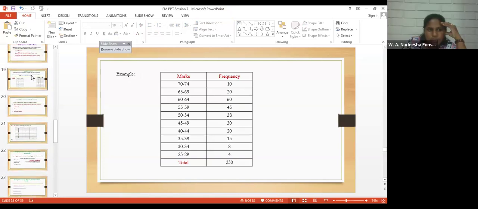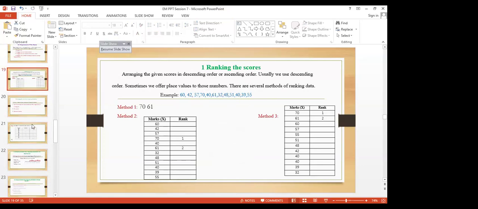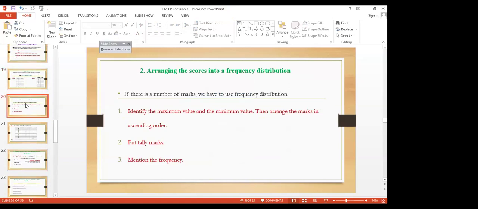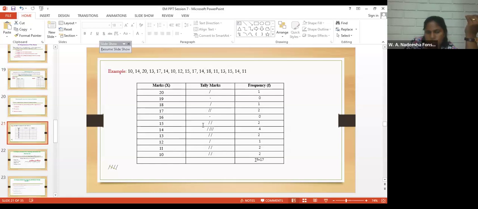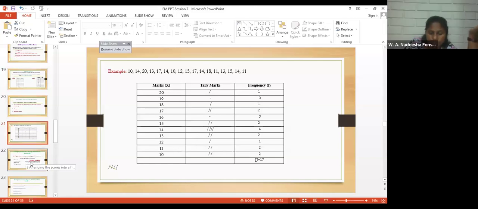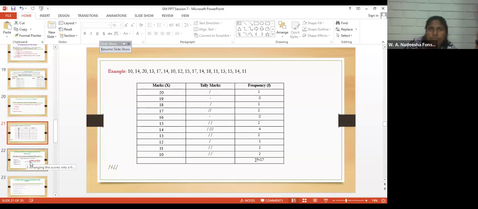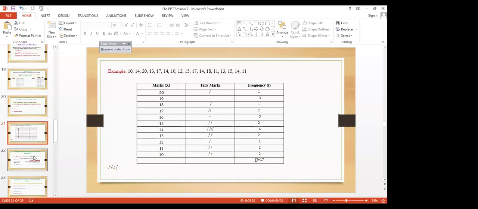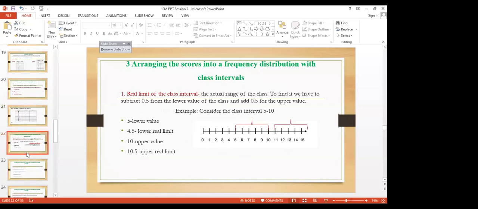If there is only a small amount of data points, we have to use ranking scores. If there are more than 20 data points, we have to use a frequency distribution like this. But if there are more than 50, or 100 like that, then we have to go for a frequency distribution with class intervals.